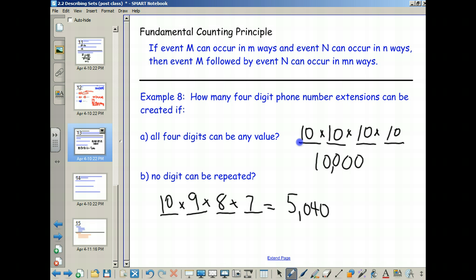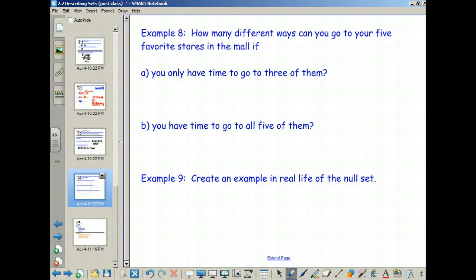Are we all good? You didn't like the set stuff, but the counting stuff is okay? All right, let's do one more. We're going to go to the mall. That's good, right? I created a problem because you guys were all women, and I figured you might want to go to the mall.